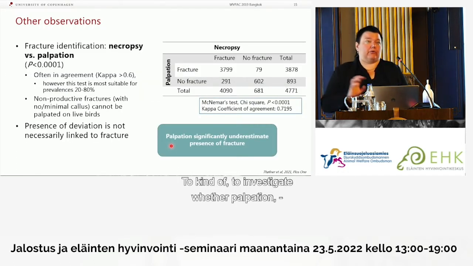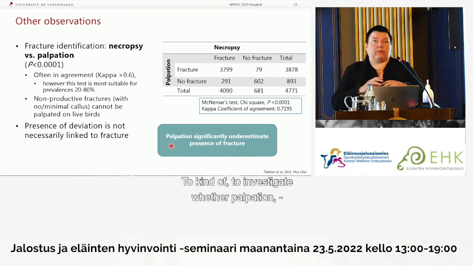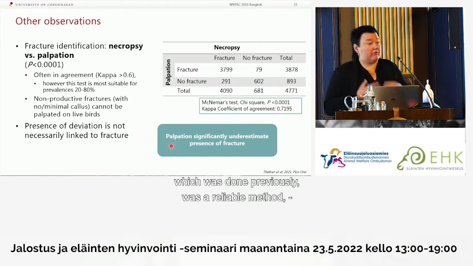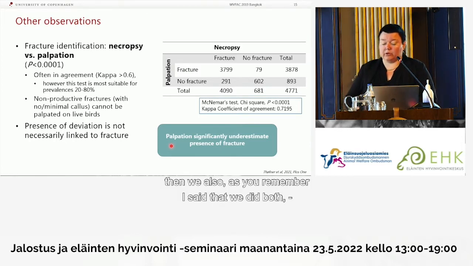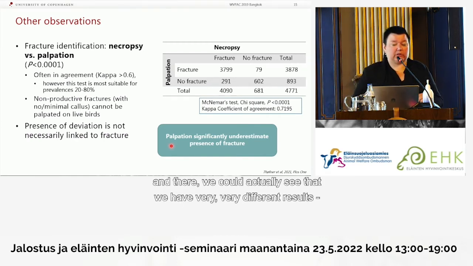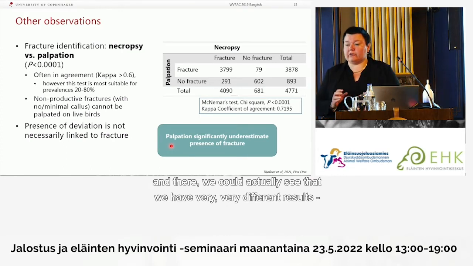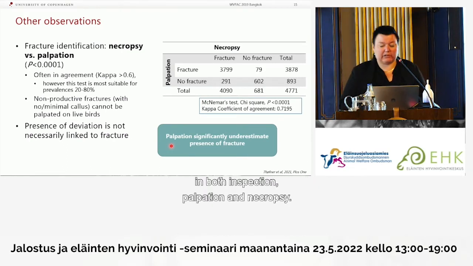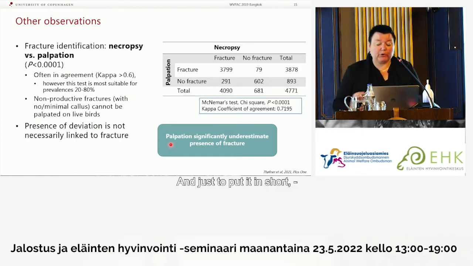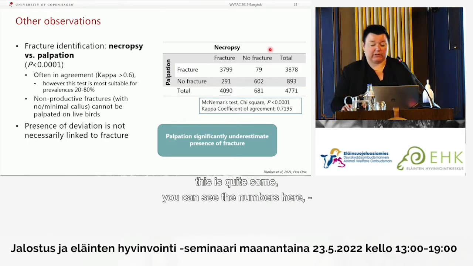To investigate whether palpation, which was done previously, was a reliable method, we did both, as you remember I said, and there we could see that we had very different results in inspection, palpation and necropsy. Just to put it in short, you can see the numbers here, we are wrong quite a few times.